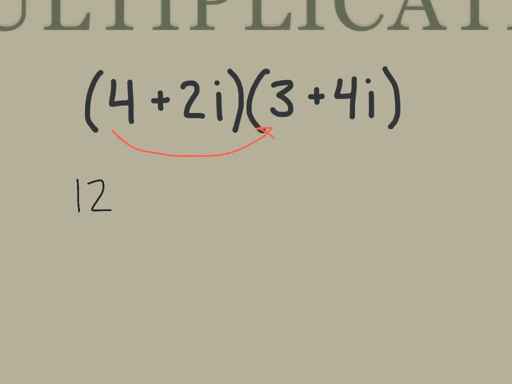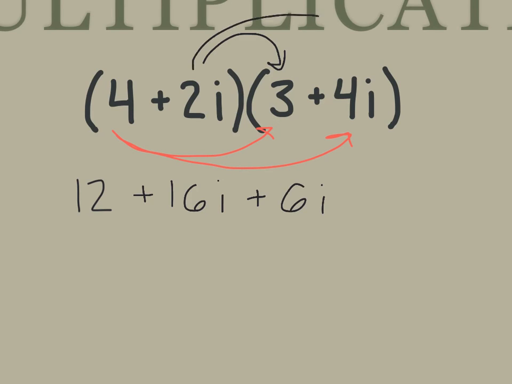Then we do the outsides, and we get plus 16i. And we do the insides. What's 2i times 3? 6i. And then we do the last ones. So what's 2i times 4i? 8i squared. What do we do next?